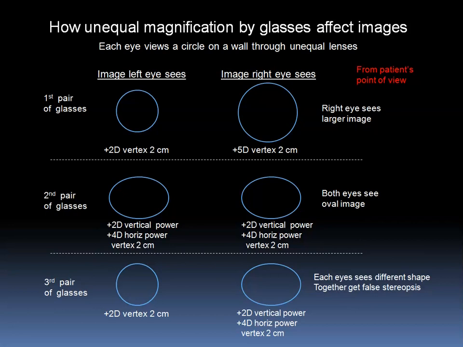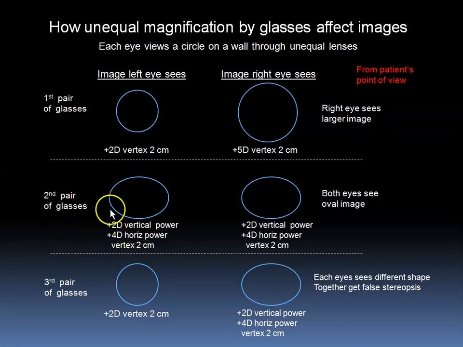Here we see how unequal magnification by glasses affects images. We show from the patient's point of view each eye viewing a circle on a wall and the appearance that the left eye sees and the right eye sees. In this first pair of glasses, we have a 2 diopter lens on the left and 5 diopter on the right. The left eye sees a less magnified image than the right eye. If the images are too different in size, then one is going to get diplopia.